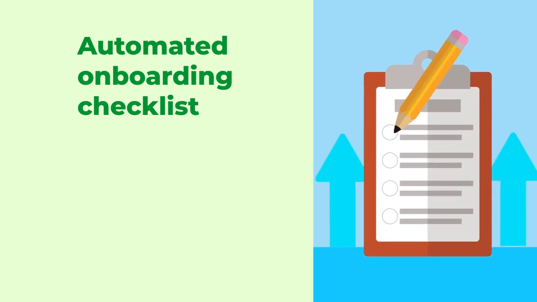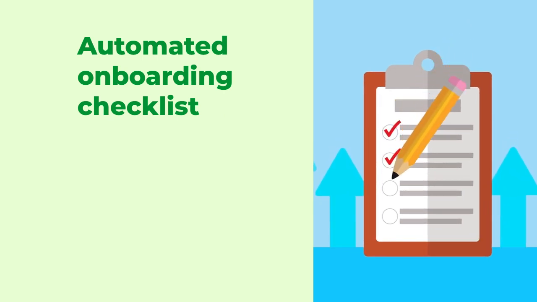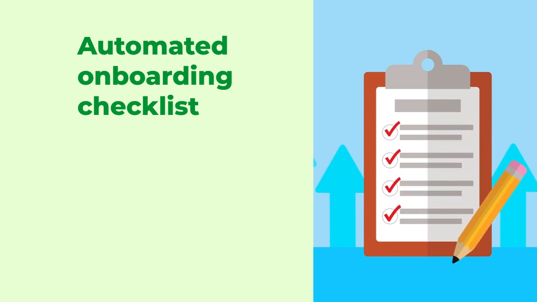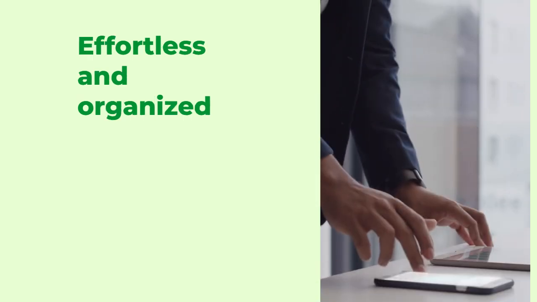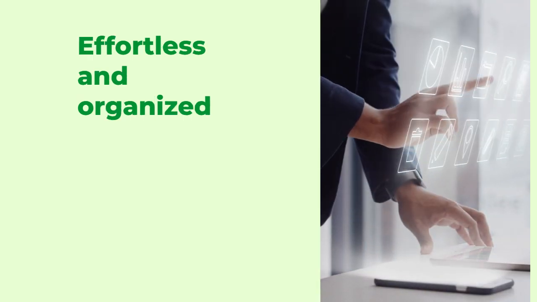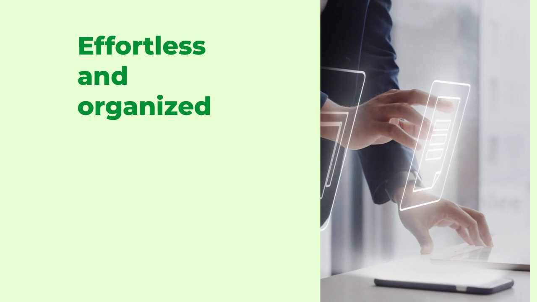Next, an HR professional asks, create an onboarding checklist for a new employee. Copilot builds a tailored checklist, sends a welcome email, and drafts a training plan, all based on templates and previous interactions. Automation makes onboarding effortless and organized.